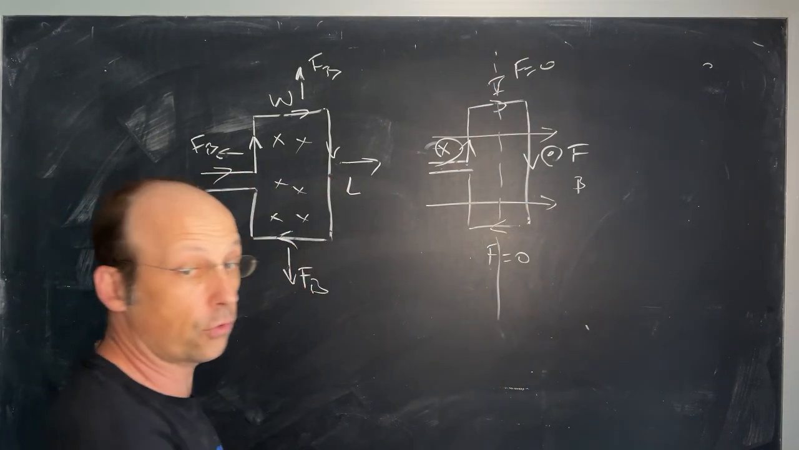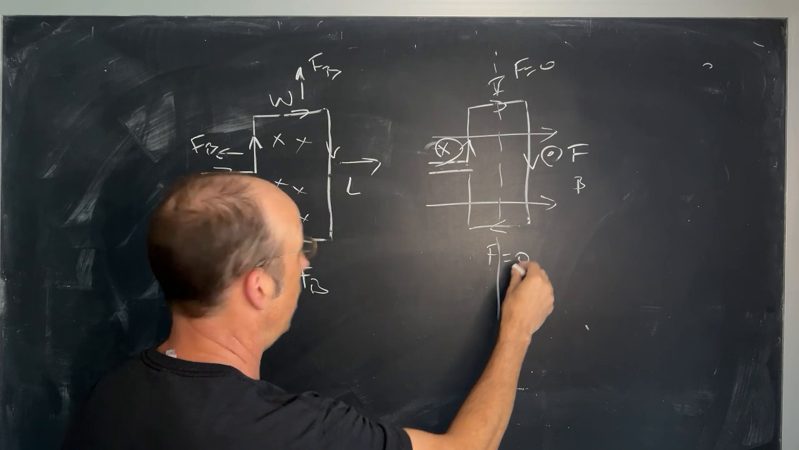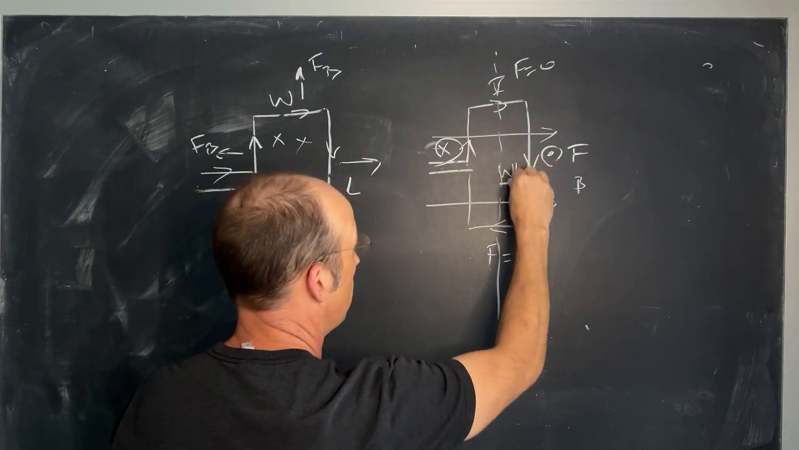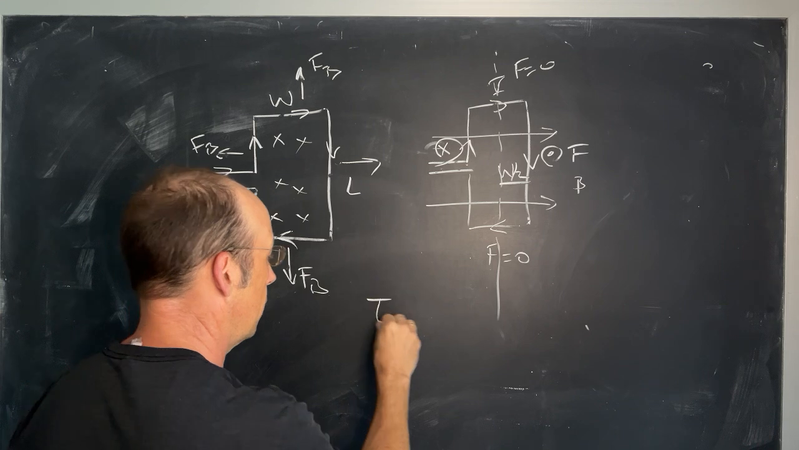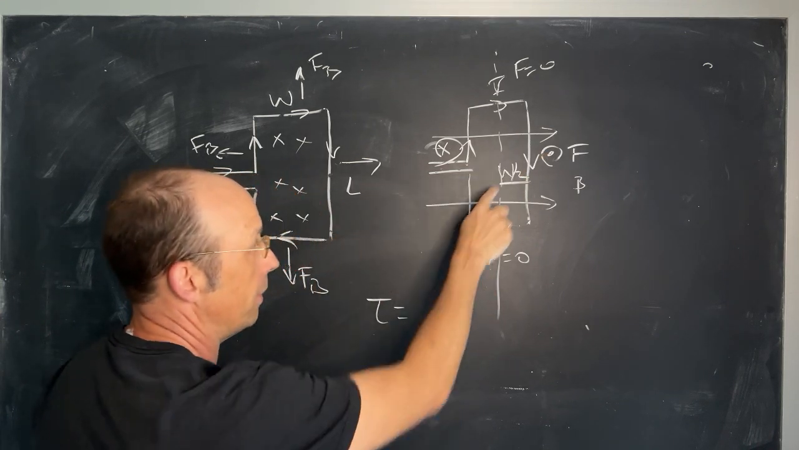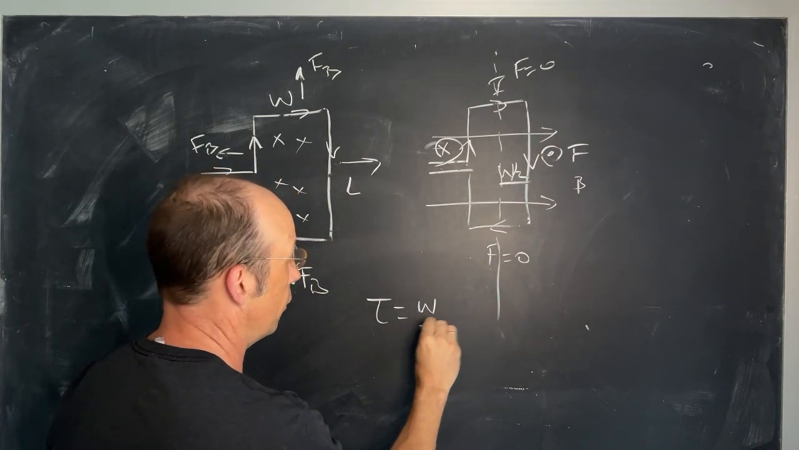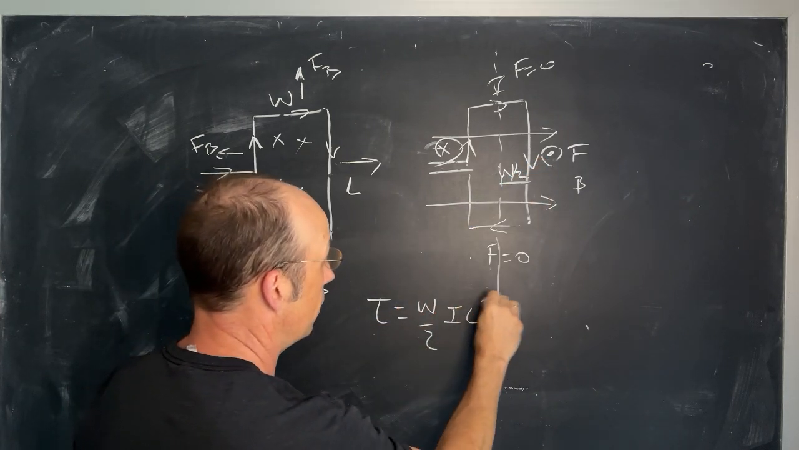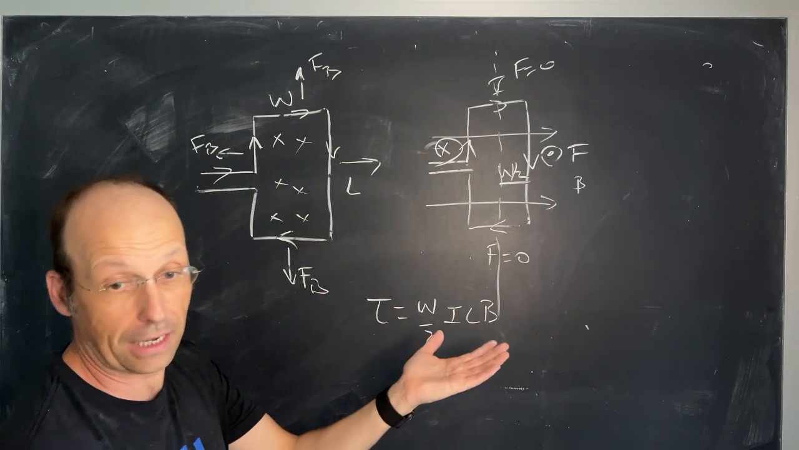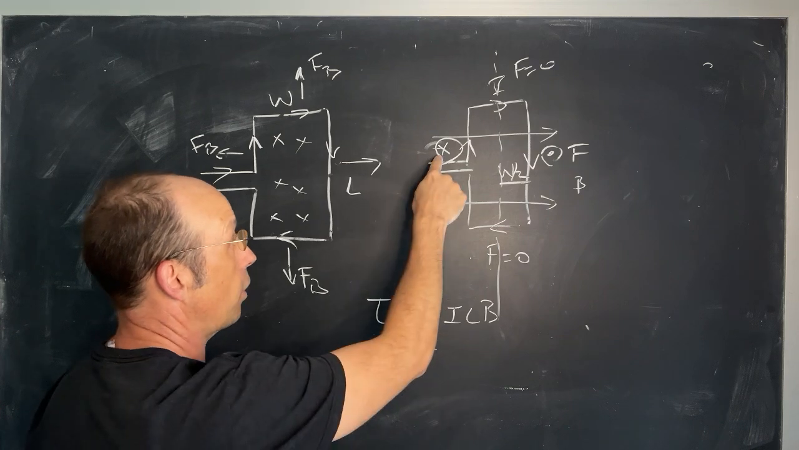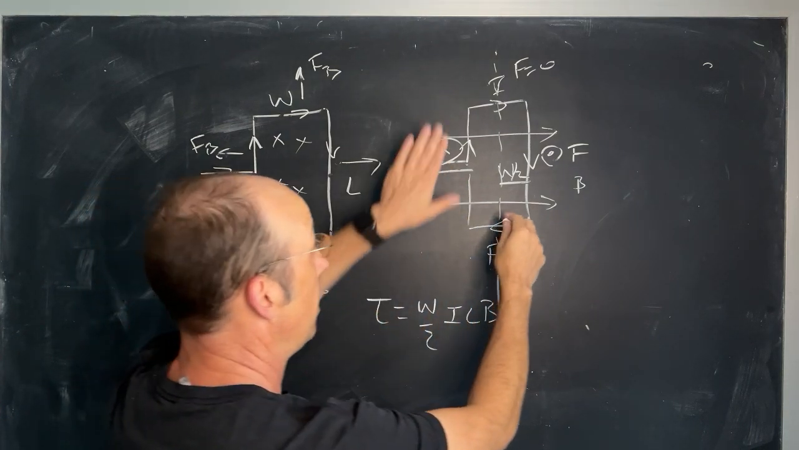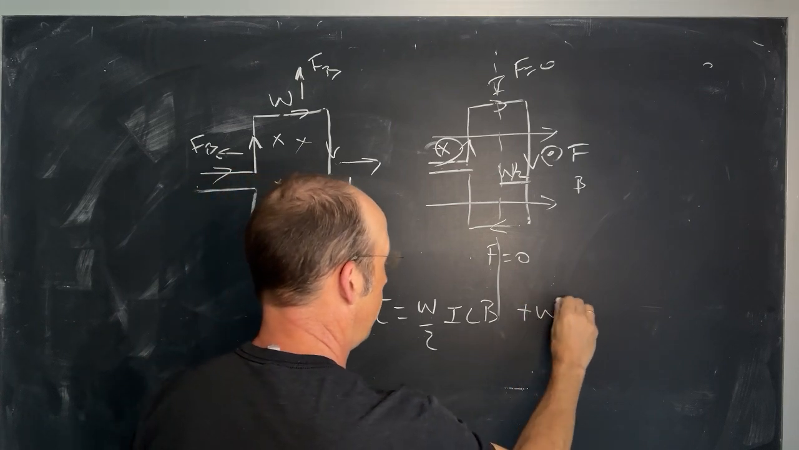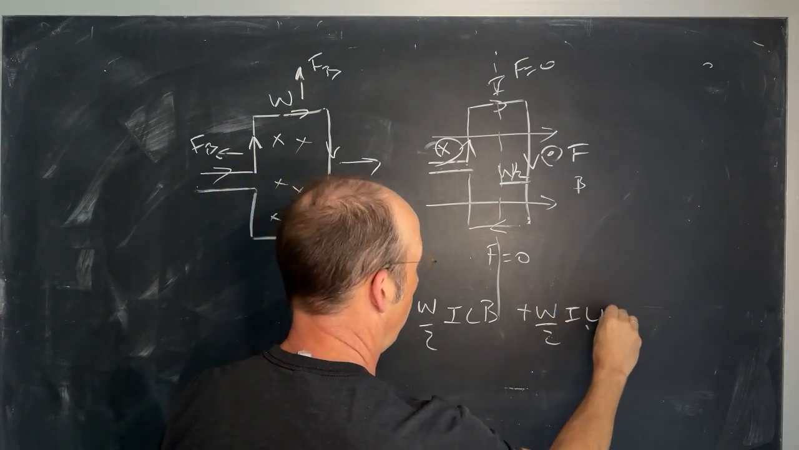So if I calculate the torque about the center, and what did I call this width? So this is W over 2. The torque is going to be the torque arm, W over 2, times the force, which is ILB sine theta, but theta is 90 degrees. And then the torque arm here is in the same direction, right? Because now the force is that way, but it wants to make it rotate the other way. So I get W over 2 ILB.